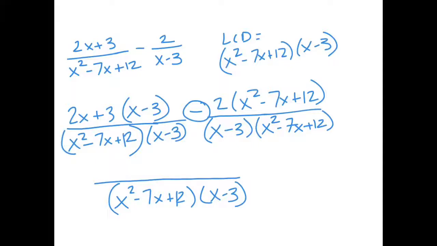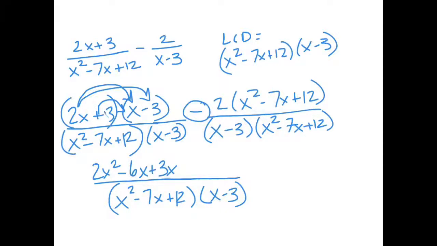So using the FOIL method, I'm going to multiply 2x by x. That's going to give me 2x squared. 2x times negative 3 is going to give me negative 6x. Positive 3 times x gives me positive 3x, and 3 times negative 3 is going to give me negative 9. So that's my first numerator simplified.